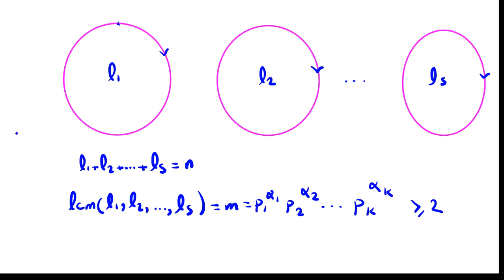Now we should prove that there exist L1 to Ls such that each Li is at least 2, because we said the lengths are at least 2, their sum is n, and their LCM is m. We want to prove this by using induction on k, the number of primes that m has. The problem says m is not a power of a prime, so k is at least 2, and each αi is at least 1.